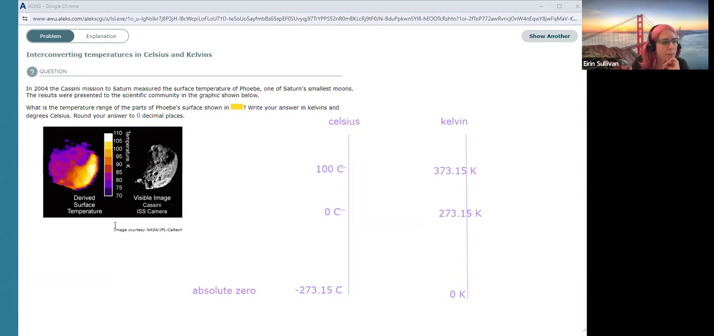Okay. So to convert between the two, our temperature in Kelvin, I'll just say TK, is whatever our temperature in Celsius is plus that magic number of 273.15. Okay. To convert the other way between Kelvin and Celsius, our temperature in Celsius is going to be whatever our temperature in Kelvin is minus 273.15. Okay, so that's all you got to know.